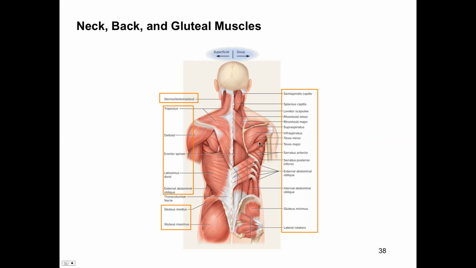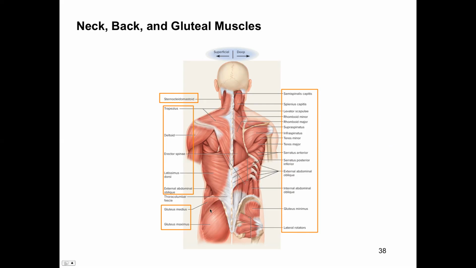Here's your traps. Here you can see it makes sort of a diamond on the back. Then there's your deltoid. In lab, you're going to see that there are 3 parts to the deltoid, which will throw you, but you'll find them if you Google it. You'll see the names of the parts of the deltoid. And then here's your lats again. Here you can see the full lats.